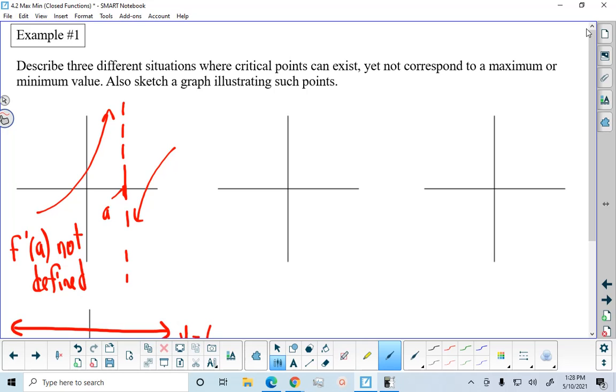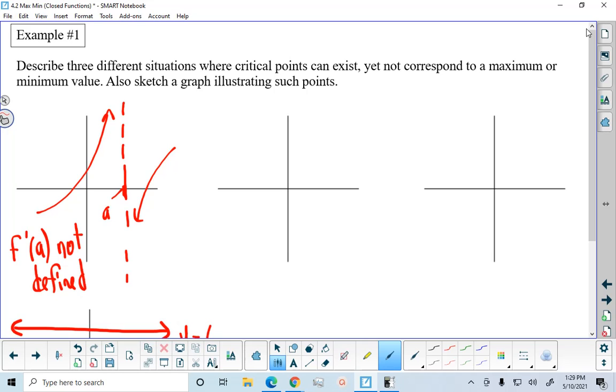So that's one of the three situations. There's a critical point at A. Why is the point at A critical? Because the derivative is not defined, and yet there's no maximum or minimum. Is there a way we can get an actual slope equal to 0, though, and have not a maximum or minimum?